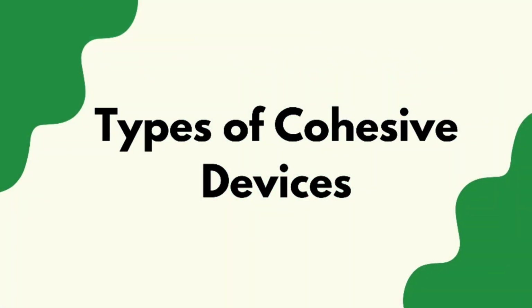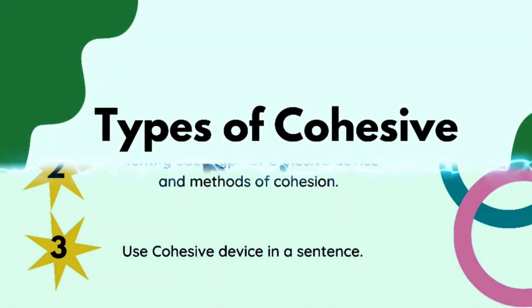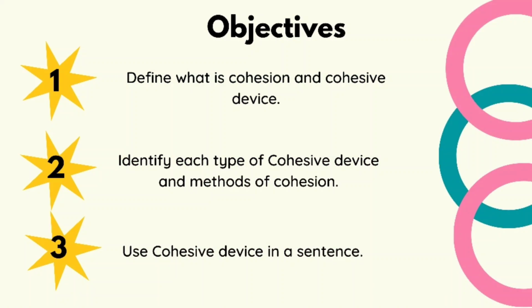Today's lesson, we will discuss types of cohesive devices. At the end of this lesson, you are expected to define what is cohesion and cohesive device, identify each type of cohesive device and methods of cohesion, and use cohesive device in a sentence.